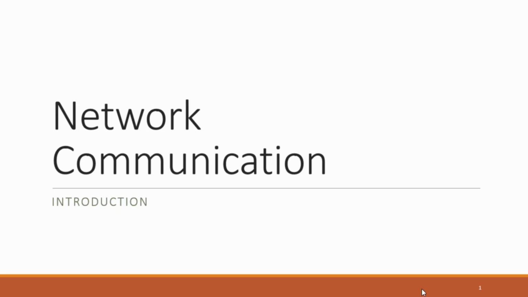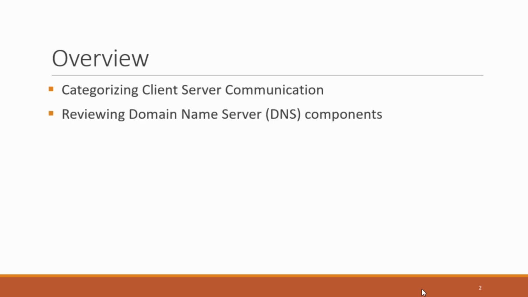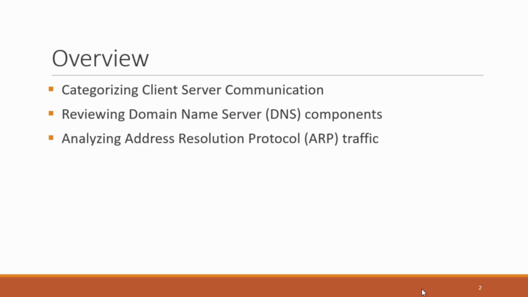Network communication. In this module, we will introduce the initial components of network communication. We review what takes place when you communicate within a network. What we're going to cover in this section is we're going to categorize the client-to-server communication. That is, how do clients and servers communicate at the network level? Once we've done this, we're going to look at the domain name server. The domain name server takes the human readable form and prepares it for the machine. Then we're going to look at the Address Resolution Protocol. This is how we take our information and apply it within the network.